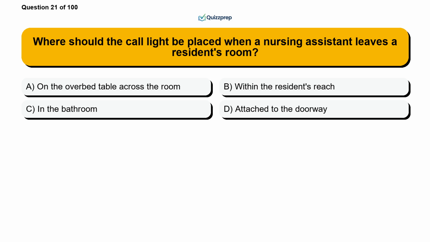Question 21. Where should the call light be placed when a nursing assistant leaves a resident's room? Option A, on the overbed table across the room. Option B, within the resident's reach. Option C, in the bathroom. Option D, attached to the doorway.